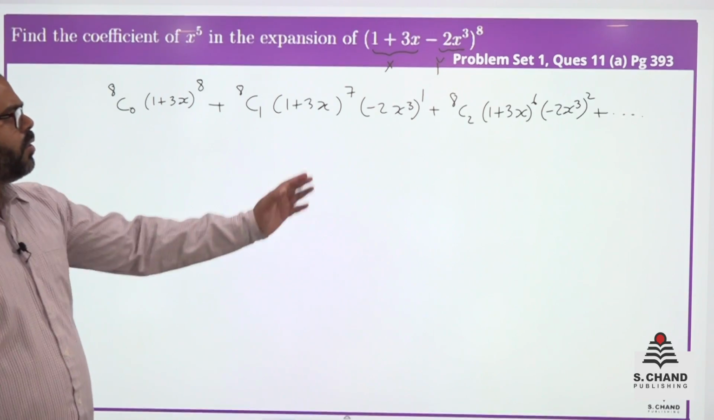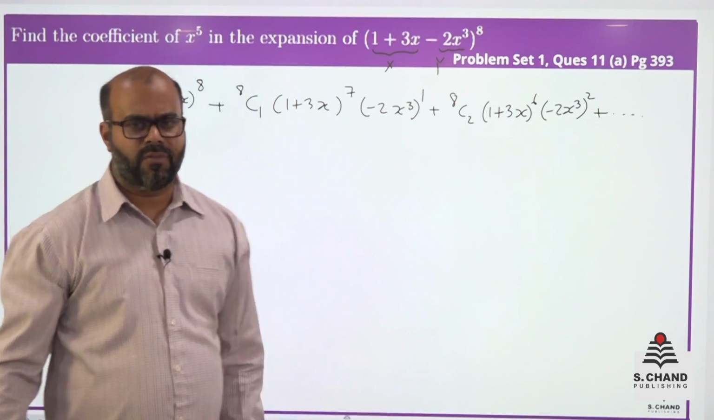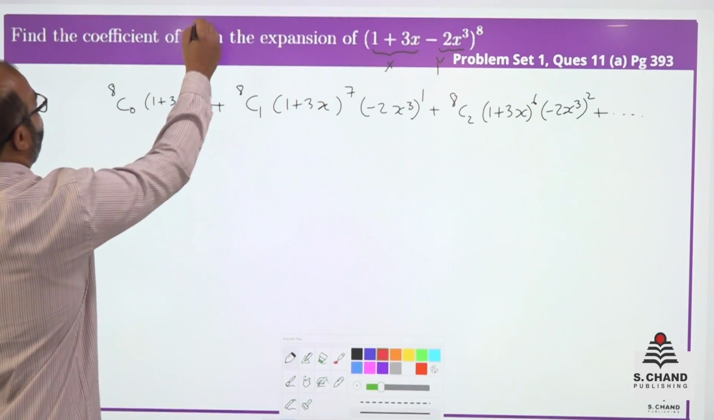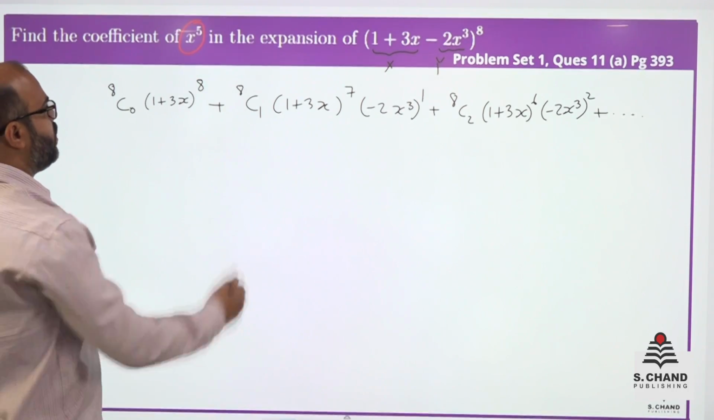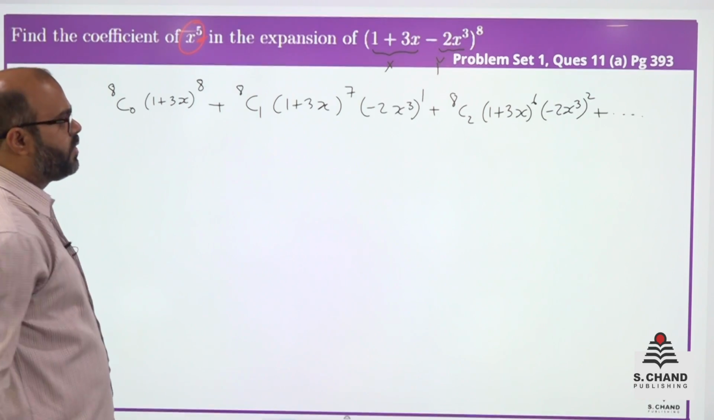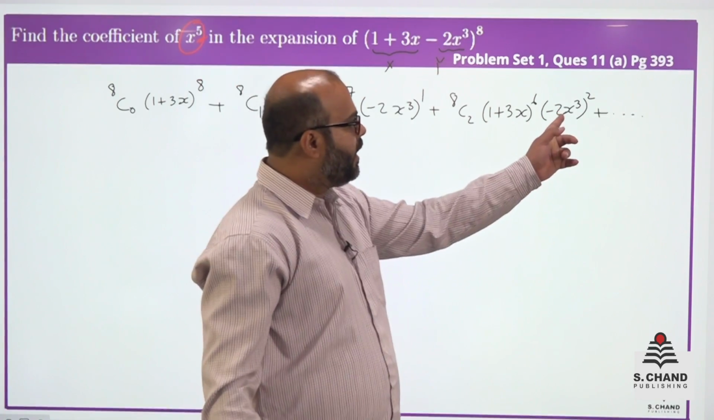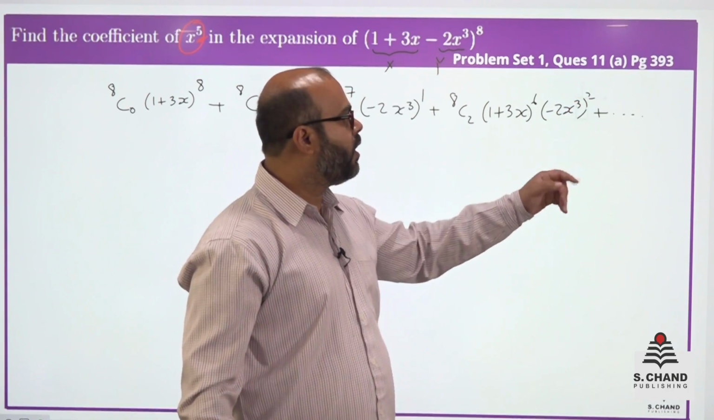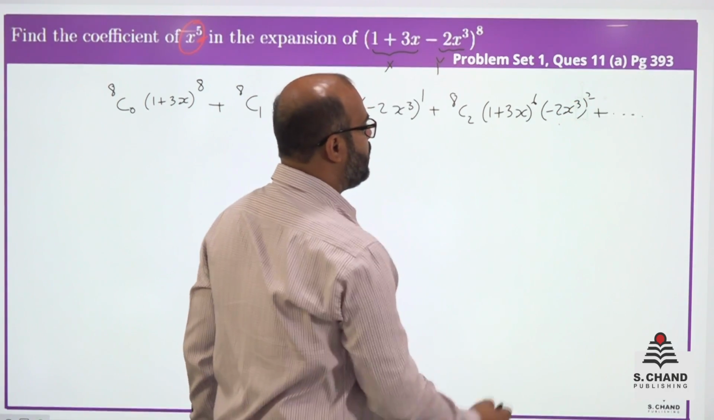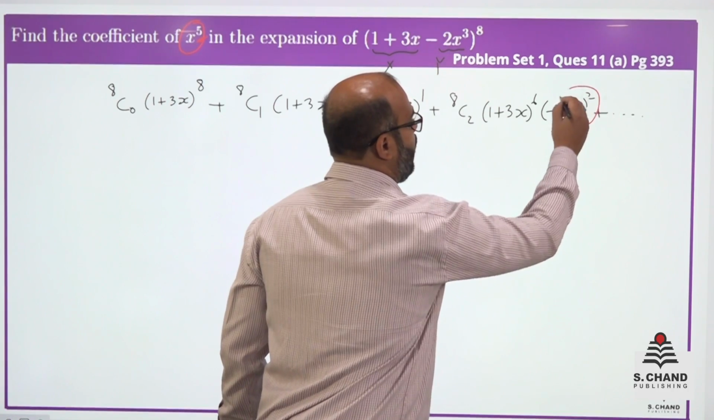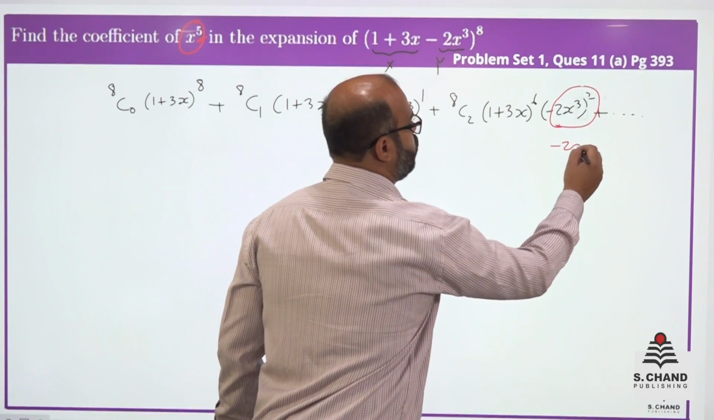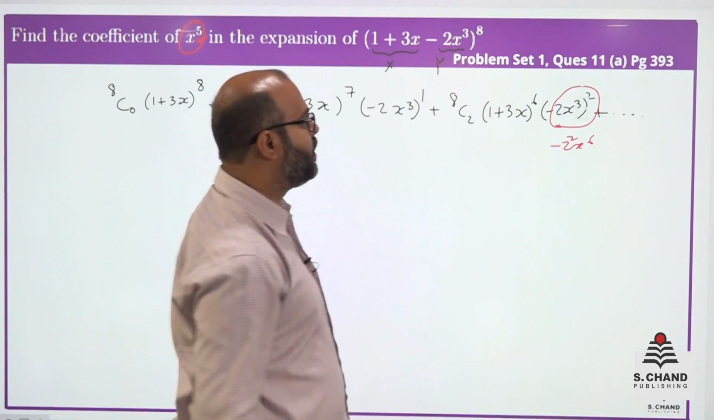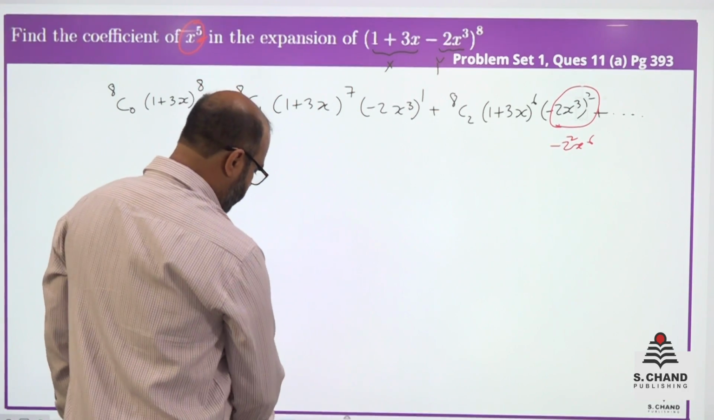Now we need not know more than two terms here. Why? Because as you can observe, we need the coefficient of x to the power 5. Okay, this is 5, the index of x is 5, and here you are getting the index of x as minimum 6, (x cube) squared is already 6. So here the index is (x cube) squared, which is giving (minus 2x cube) squared, minus 2 to the power 2 into x to the power 6, right?